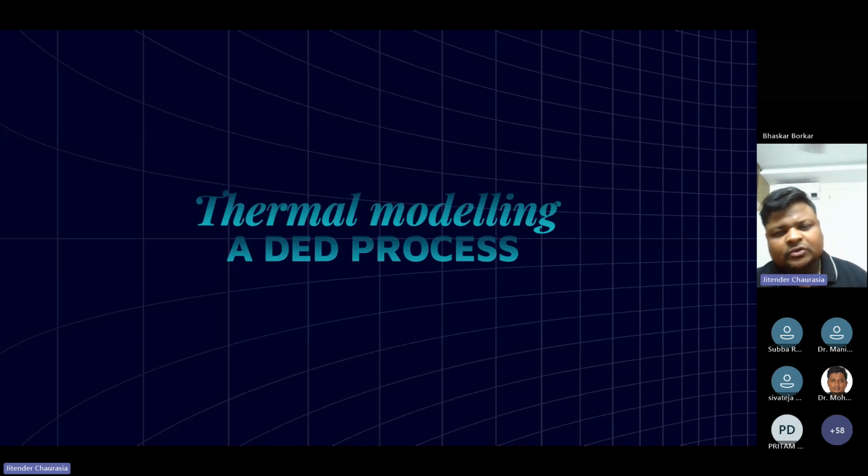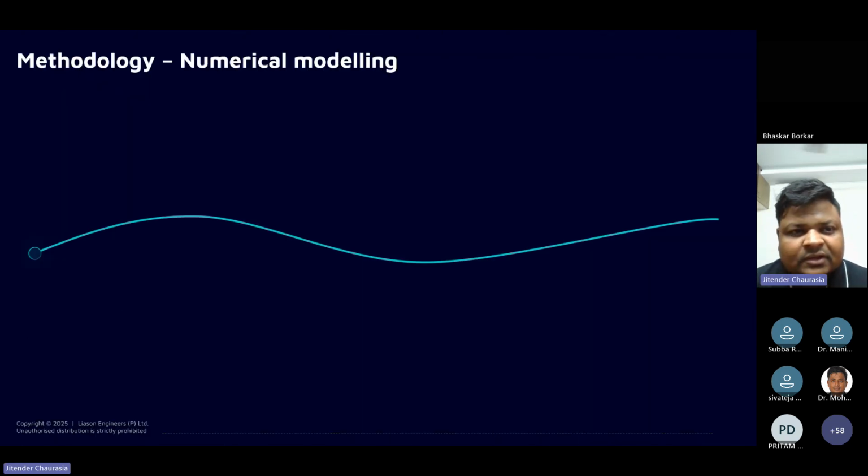So I would like to show some of the work that I have done. I'll go real quick, sticking to the time, 15 minutes, I think more than sufficient. So, thermal modeling in the DED process. The methodology goes this way.